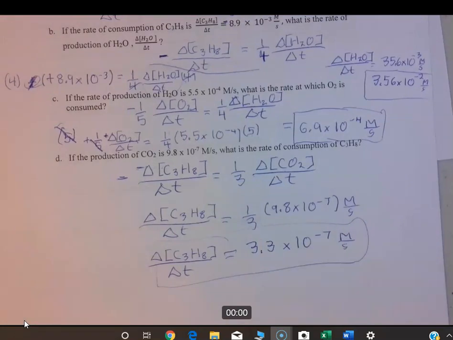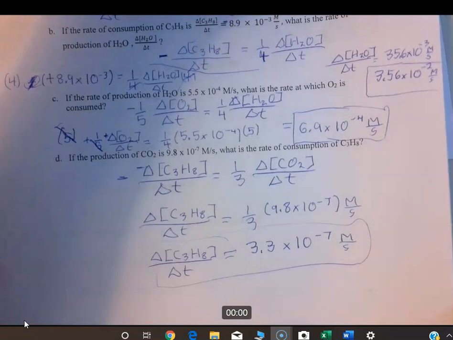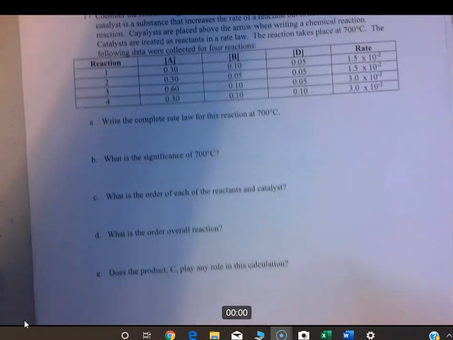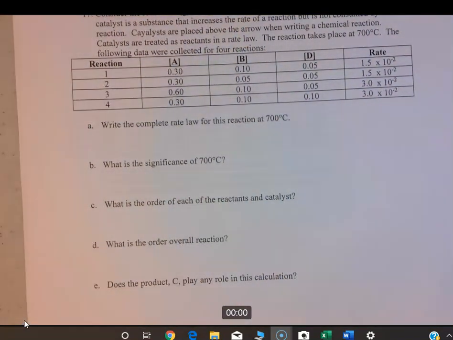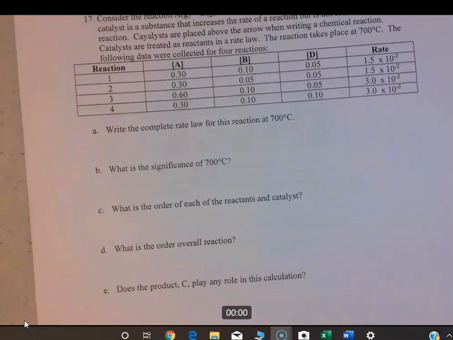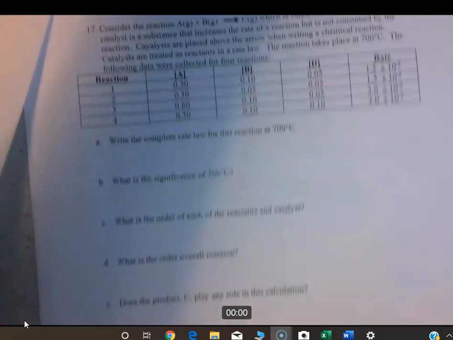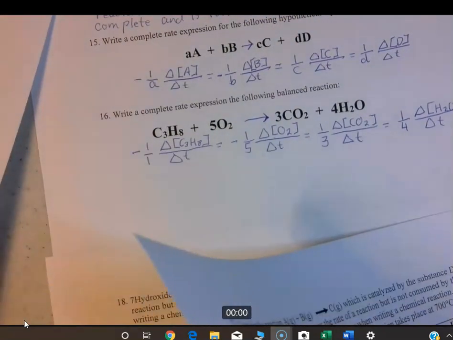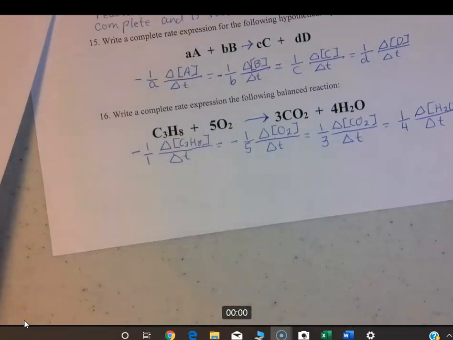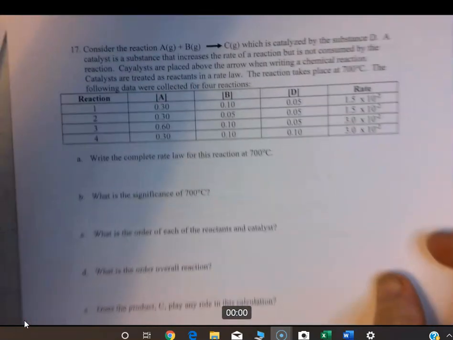Okay, so that's enough for rate expressions. They're pretty easy. You just do a few of them and hopefully it sticks. Okay, let's move on to number 17, I think it is. I got my pages in the right order. Yeah, 17. Now this is a rate law question.